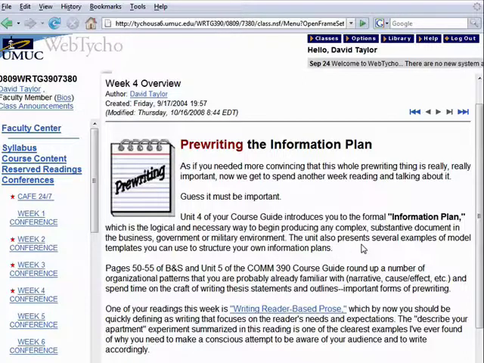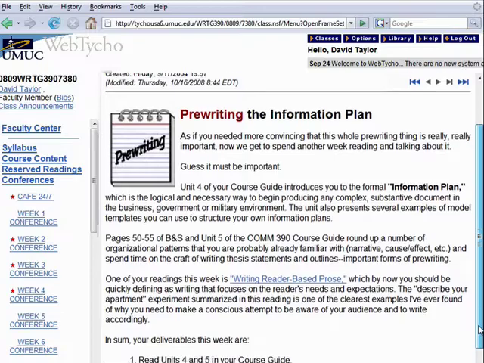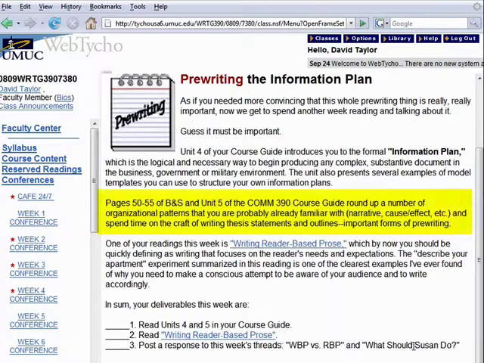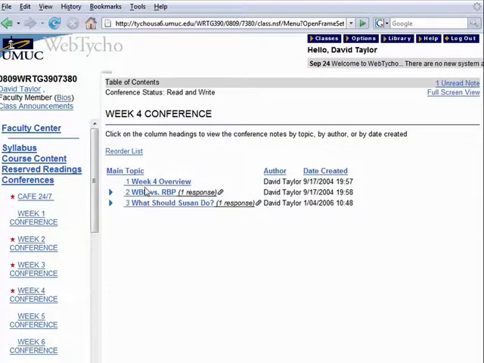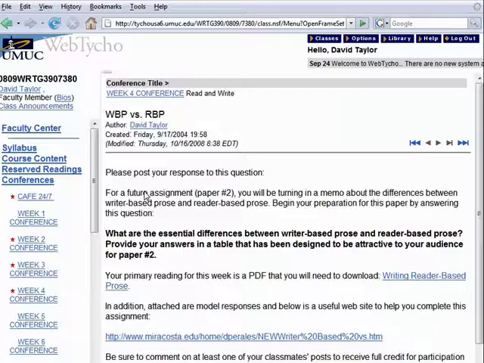Pages 50 through 55 of your Bell and Smith text and Unit 5 of your course guide also introduce you to a number of organizational patterns that your different documents can take, and you're probably already familiar with those from earlier writing courses. But your key reading this week is about writer-based versus reader-based prose. And that's what I want to focus on particularly in this week 4 conference.